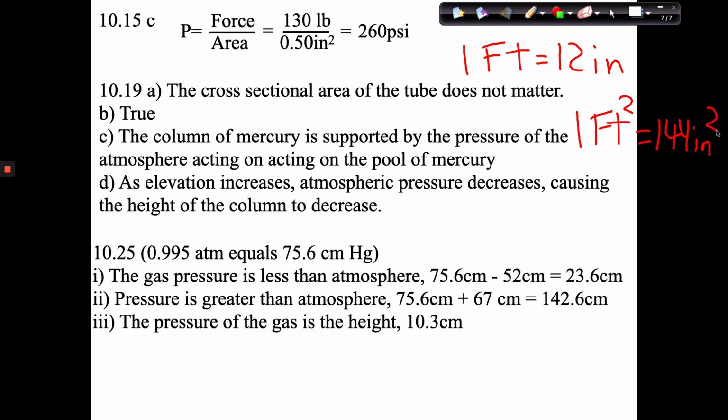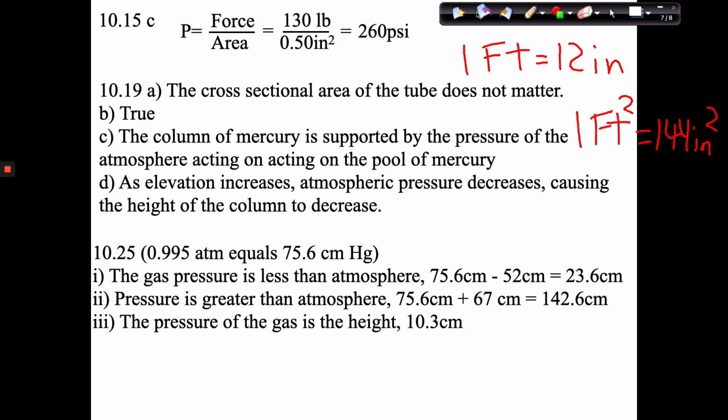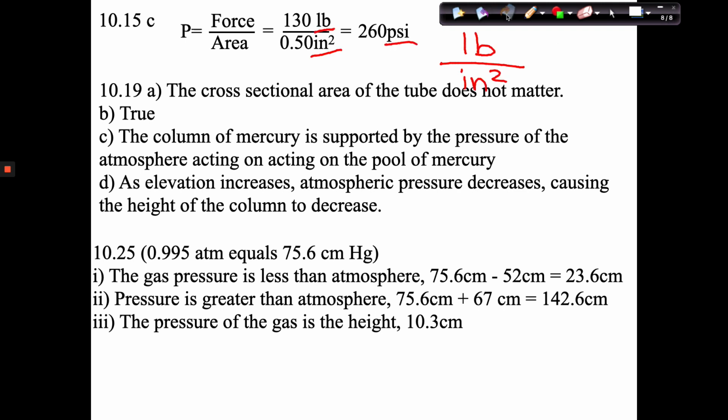Yeah, so here's the thing. Let me do this and I think it'll make it better. Boom. So I think this is where you're getting confused. What does PSI mean? It means pounds per, and per means divided. It means pounds per square inch. So this is not a unit conversion question, because you already have pounds and square inches. So you don't have to do any of this unit conversion stuff, because you've already got the units that you need. So really, it's as simple as dividing 130 by 0.5.